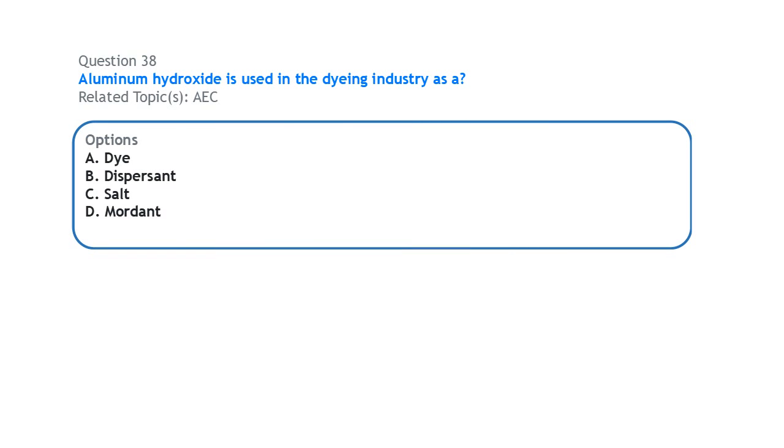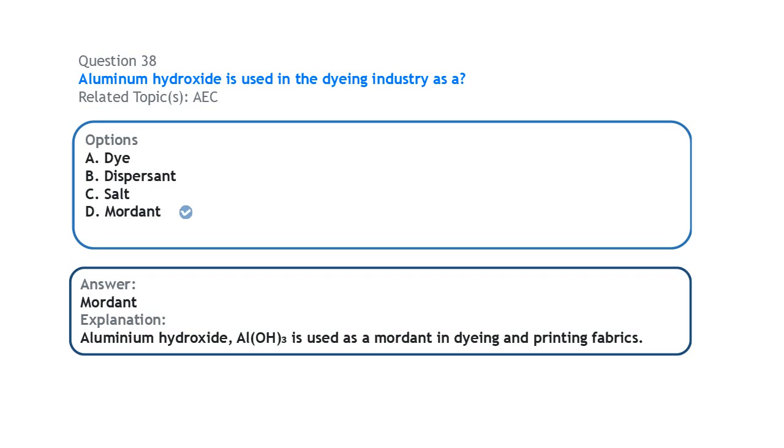Next, aluminum hydroxide is used in the dyeing industry as a mordant, as a mordant in dyeing and printing fabrics.